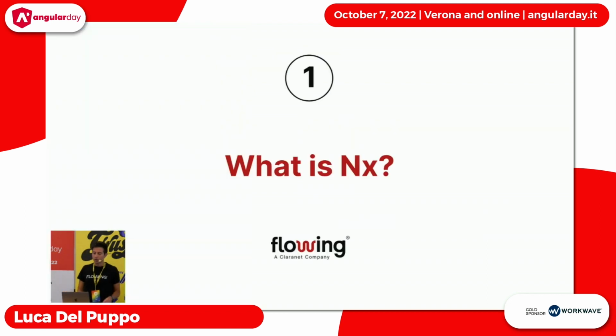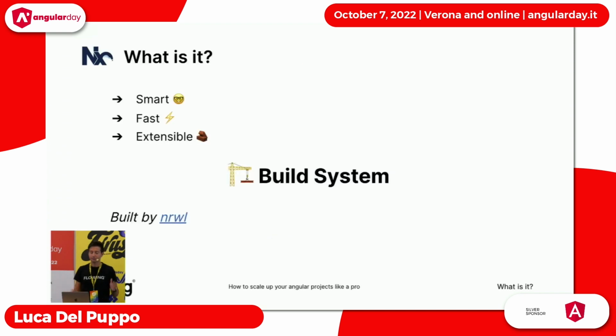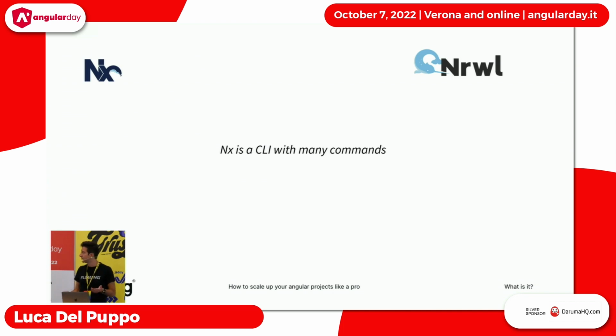So let's start. Who doesn't know Nx in this room? Welcome on your first onboarding day. Okay, so what is Nx? If you open the official website of Nx, there is this definition: Nx is a smart, fast, and extensible build system built by Nrwl. In a nutshell, Nx is a CLI, and if you know Angular, the Angular CLI is the father of Nx. But nowadays, for me, they are two different tools. And today we will understand why.